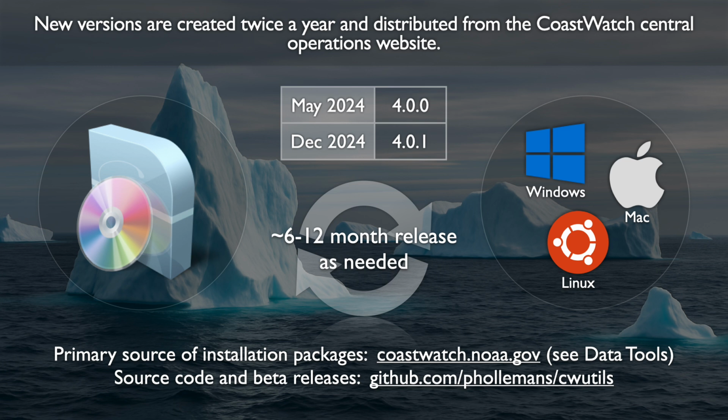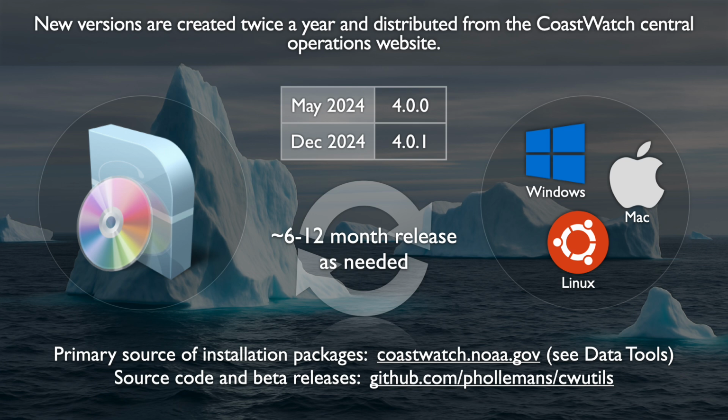We looked at our downloads for 2024 from the central operations site, and we found that the majority of them were Linux packages at 47% of the downloads. 37% of the downloads were Windows, and then 16% for Mac. There were previous years where we had more Windows downloads, but it looks like we've got more Linux this time. Packages are available from the CoastWatch Central Operations, and the source code is available on GitHub.